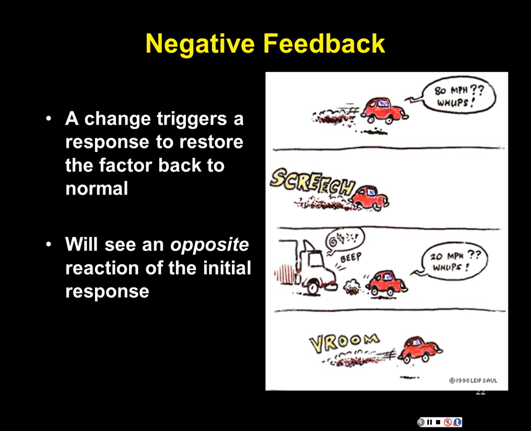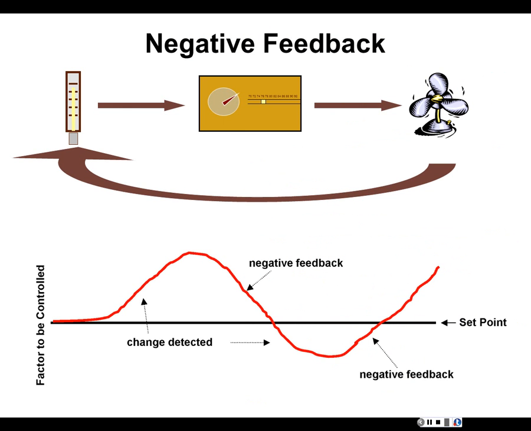Glucagon brings my blood sugar back up to set point. So negative feedback is fairly easy to understand. If you're out of set point, bring it back, whether it be up or down, and bring it back into set point. Some examples of negative feedback.